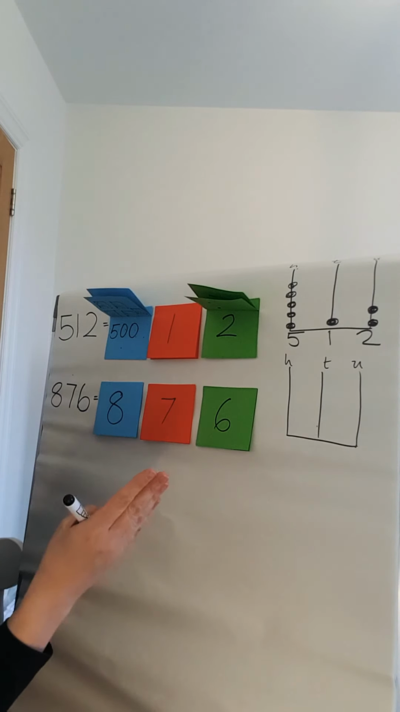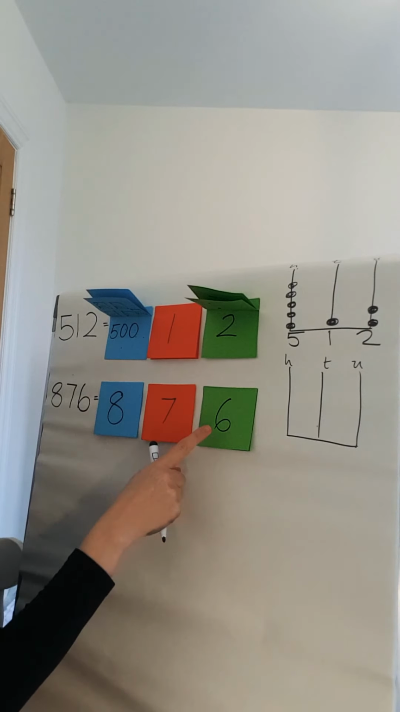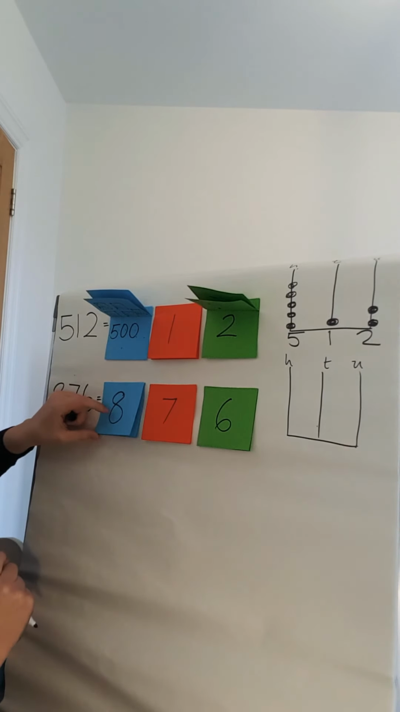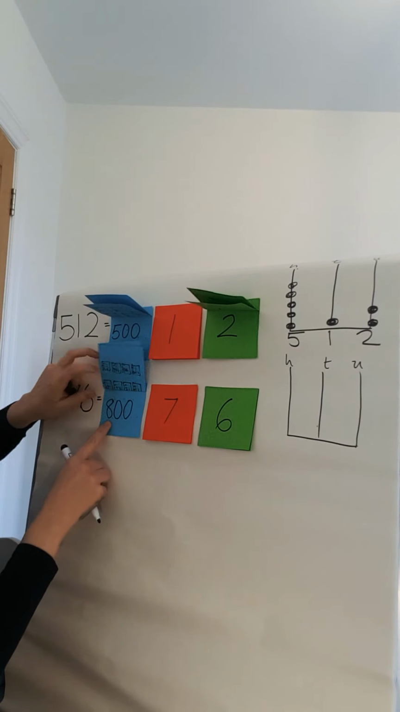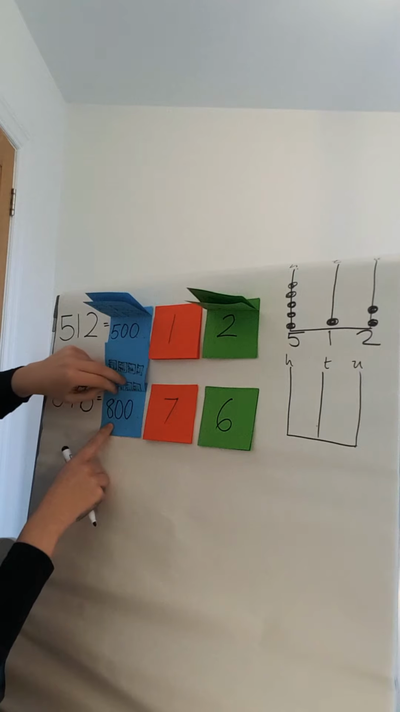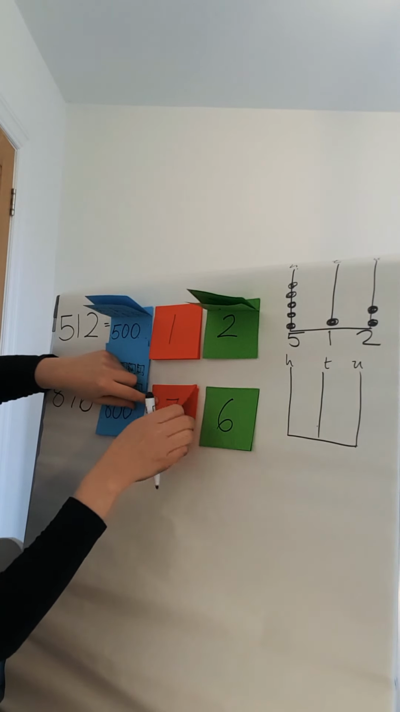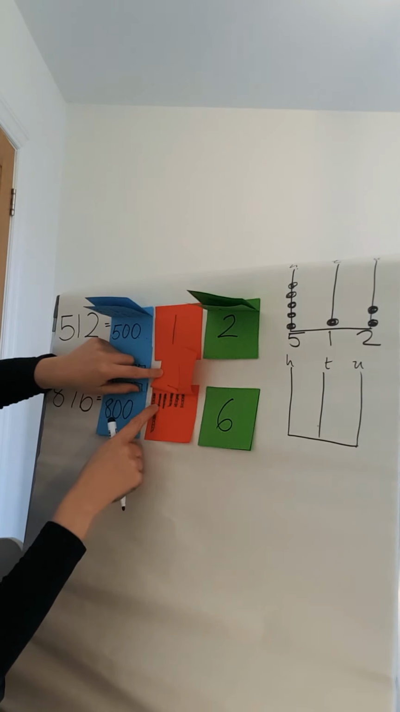876. Let's break it down. So you have the 8 hundreds, 7 tens, 6 units. What's 8 hundreds? Well, it's 100, 200, 300, 400, 500, 600, 700, 800. That's how much it's worth, its value. 8 hundreds is 800. 7 tens, let's count it: 10, 20, 30, 40, 50, 60, 70. The value of 7 tens is 70. And 6 units, 1, 2, 3, 4, 5, 6. 876 is 800 plus 70 plus 6.